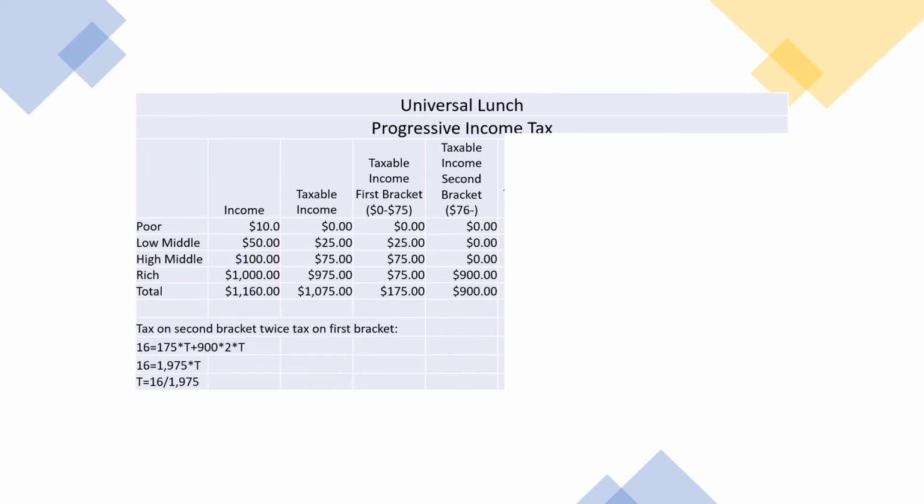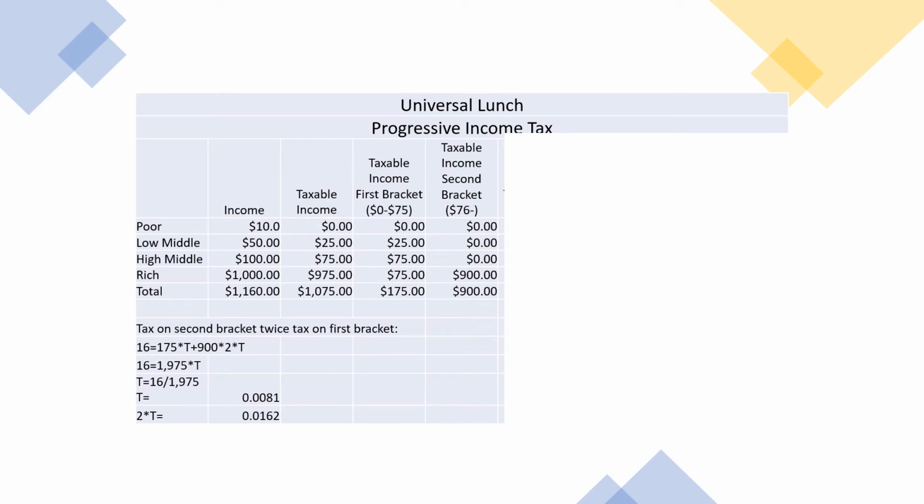Suppose the legislator requires that the tax on the second bracket be twice the tax on the first. Therefore, if the tax rate on the first bracket is T, the tax rate on the second bracket is 2 times T. The total tax revenue is the tax collected from the first bracket, $175 times T, plus the tax collected from the second bracket, $900 times 2T. Together, the taxes collected must equal $16.